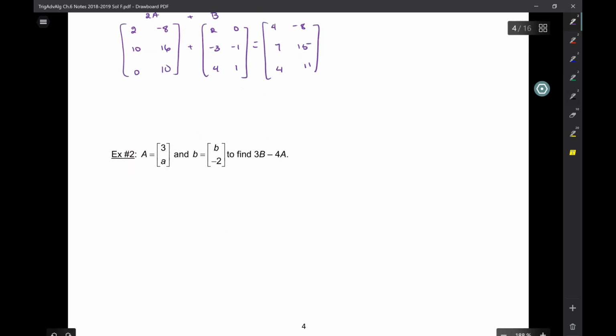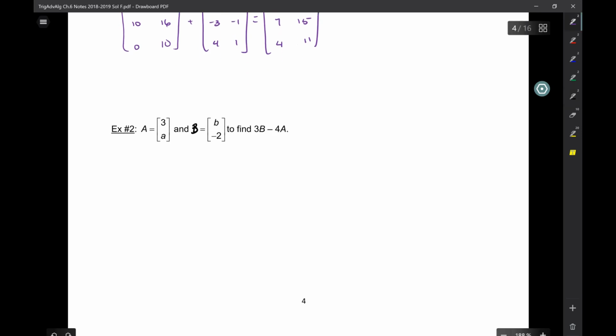All right, so here we have a matrix A, and then this matrix should be capital B. And it says that we need to do 3b minus 4a. All right, so let's see what 3b minus 4a looks like. So 3b, if I multiply this B matrix by 3, I'm going to get 3 lowercase b and then negative 6. Does that make sense? And now it's minus, and now I want to multiply this A matrix by 4, so that'll be 12 and 4a.